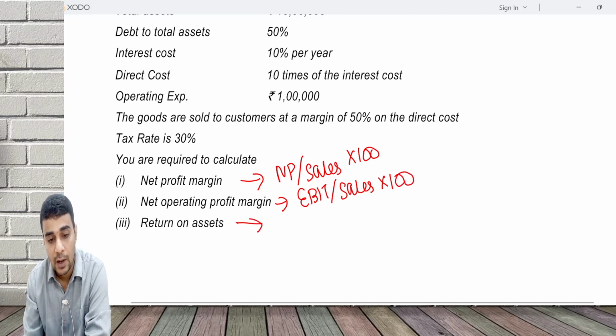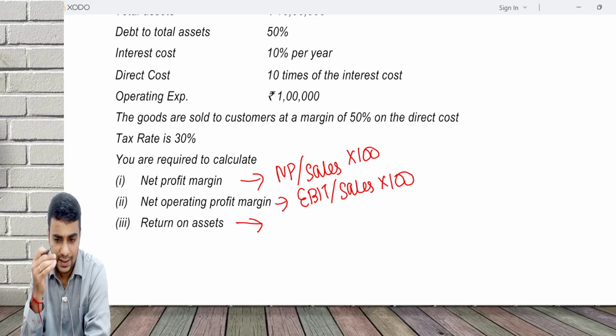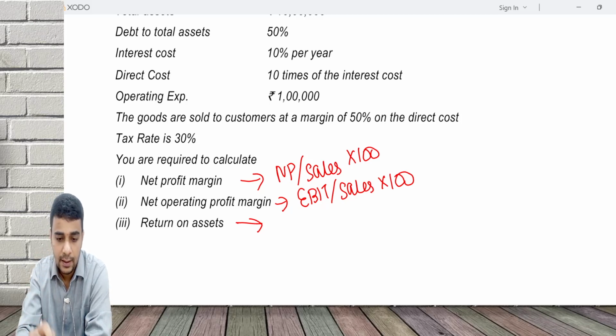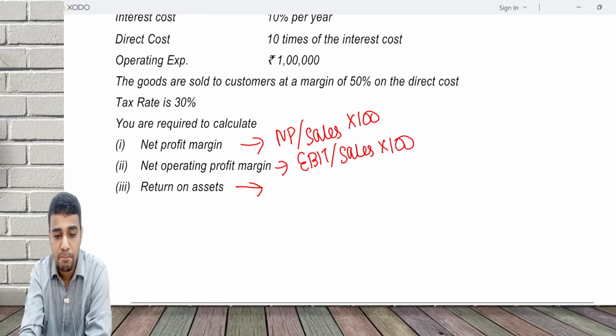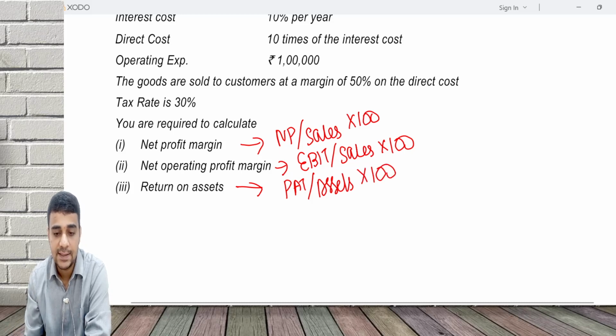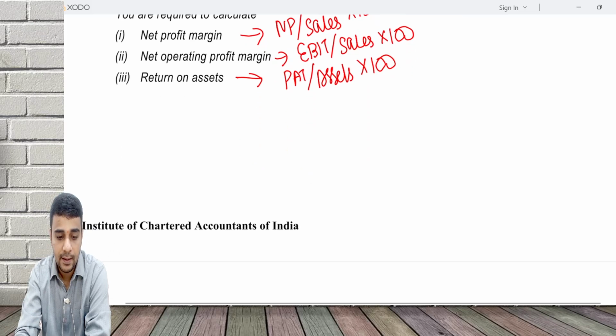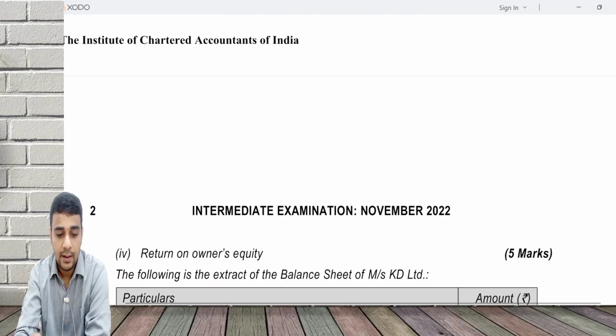Return on assets is how much are we earning on assets. I think the ICA solution has multiple formulae. What I had told in the class is PAT by assets into 100, net profit after tax by assets into 100. Return on owner's equity is EAES by equity into 100.